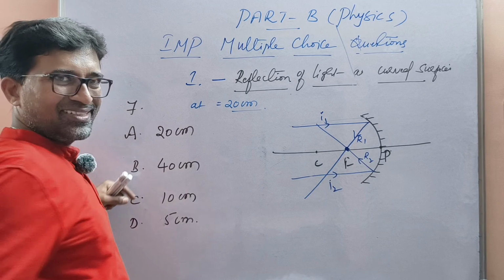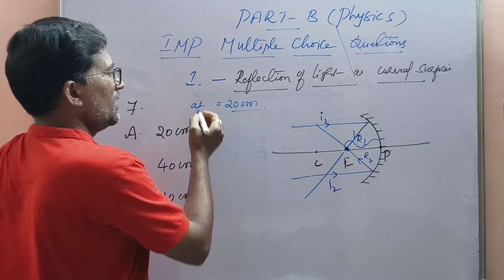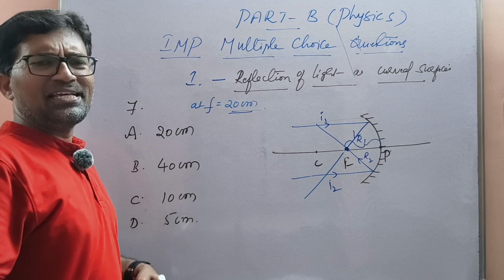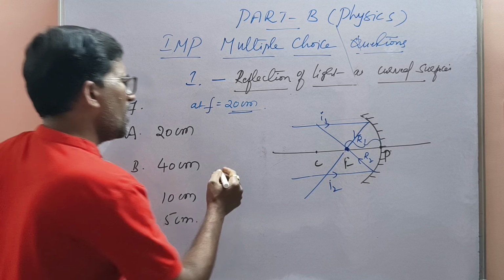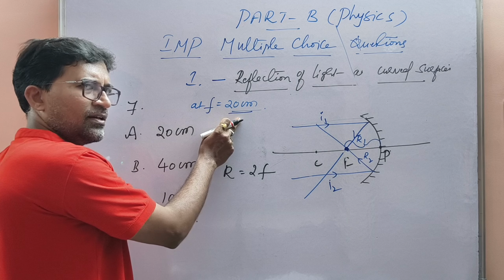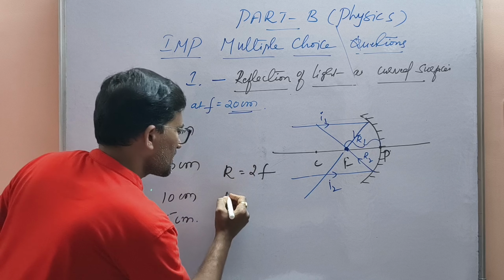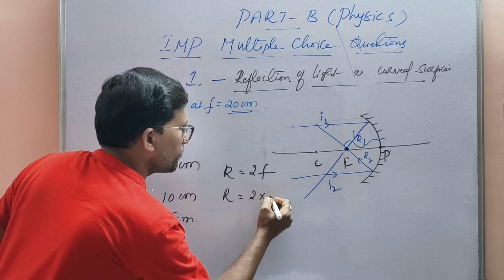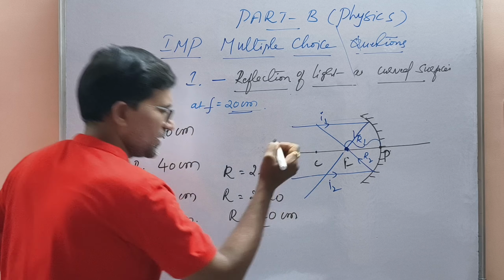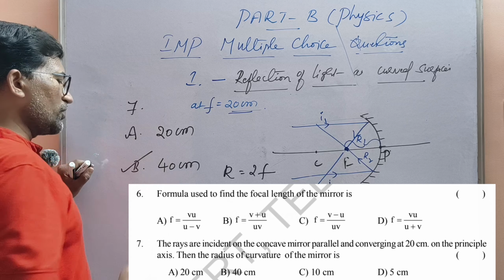The distance from the pole to the focus is called the focal length, so small f is equal to 20 centimeters, given. Then he asks to find the radius of curvature. Very easy. Radius of curvature R is equal to 2f. F is given indirectly, not directly: f is equal to 20 centimeter. So R is equal to 2 into 20, which is 40 centimeter. This is the right option, so B is the right option.